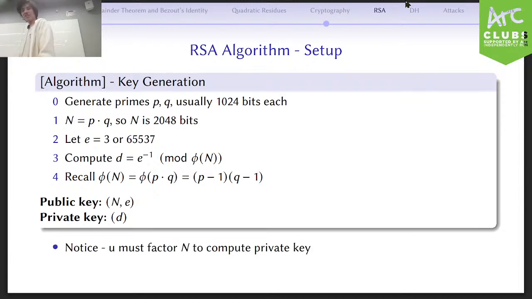Notice here, you must factor N to recover the private key D. So if I never give you the private key D, and you only know the public key N and E, the only way you can compute D is to first factor N, and then compute the totient of N, which is (P minus 1)(Q minus 1), and then take the modular inverse to get D. So that's the only way you can actually recover D. You have to know the factorization of N.